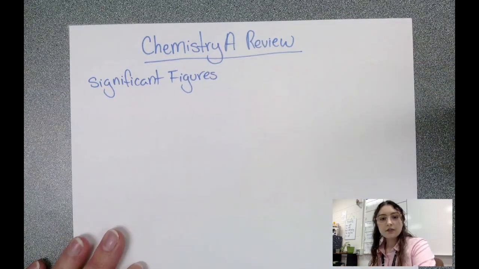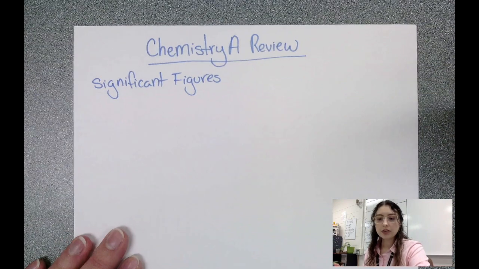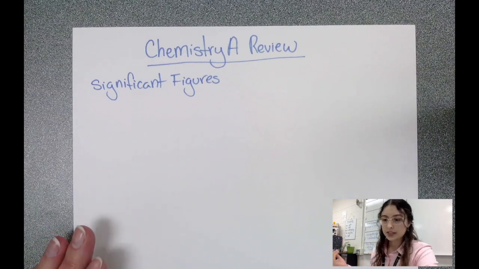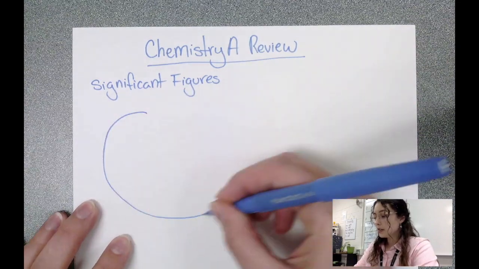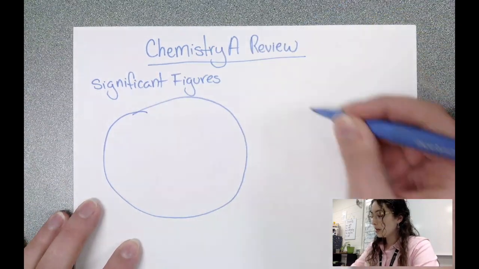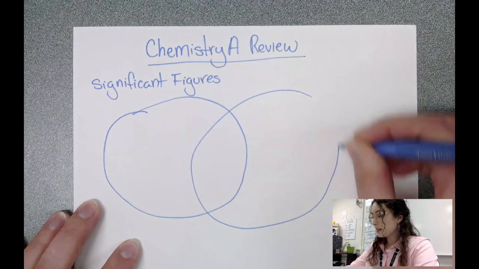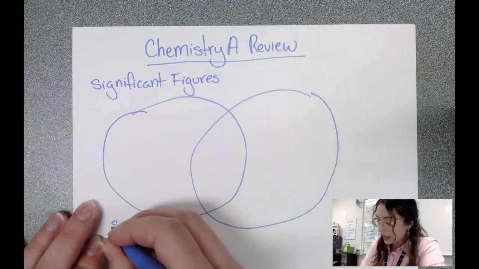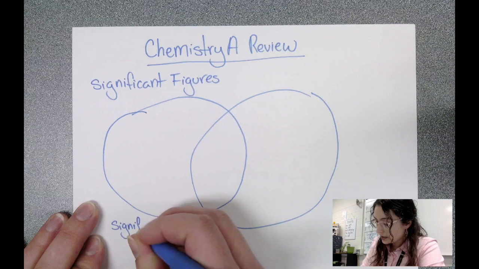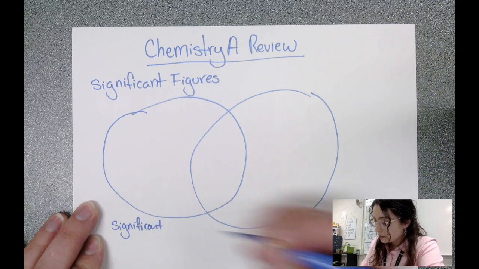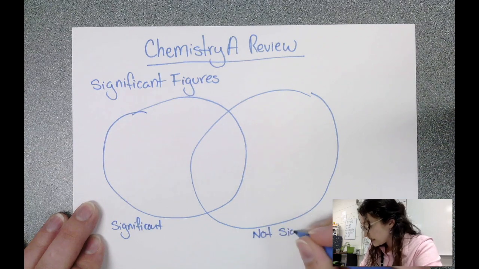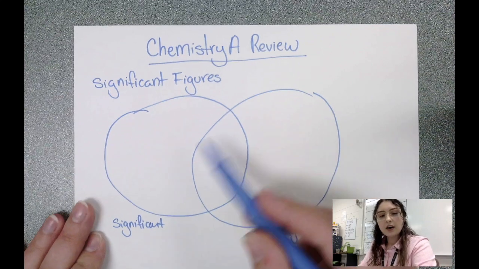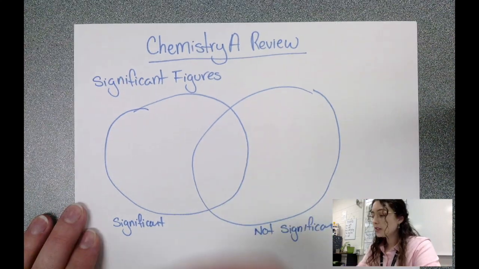So for significant figures, there's a variety of different ways to think about these rules for what is significant and what isn't. A really interesting way that you might not have seen before is to think about it in terms of a Venn diagram, where on the left we have significant, on the right we have not significant, and then we kind of have our special cases in the middle. Things that are always significant.